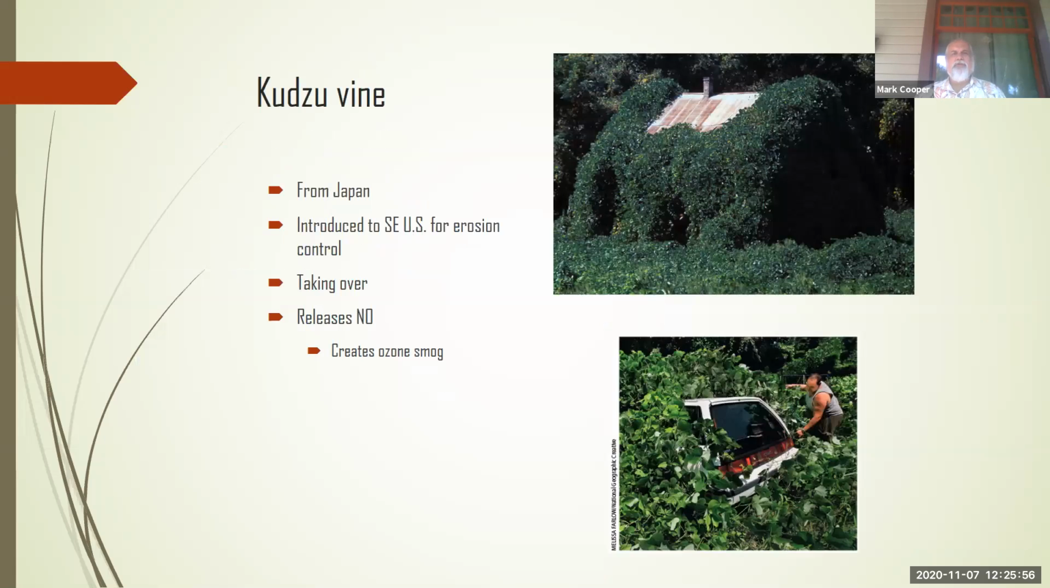The kudzu vine. This one is from Japan. It was brought here actually kind of as a gift for somebody, but they noticed it was great for soil erosion, which it is. But then it took over the world. It actually causes ozone smog. The southeast U.S. is known for this stuff, where it's just taken over.